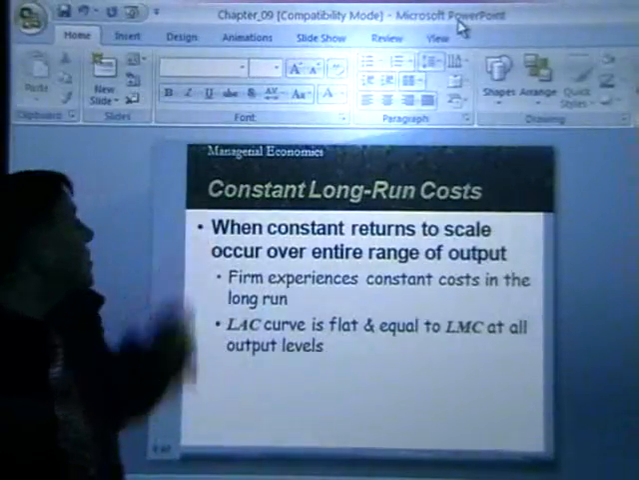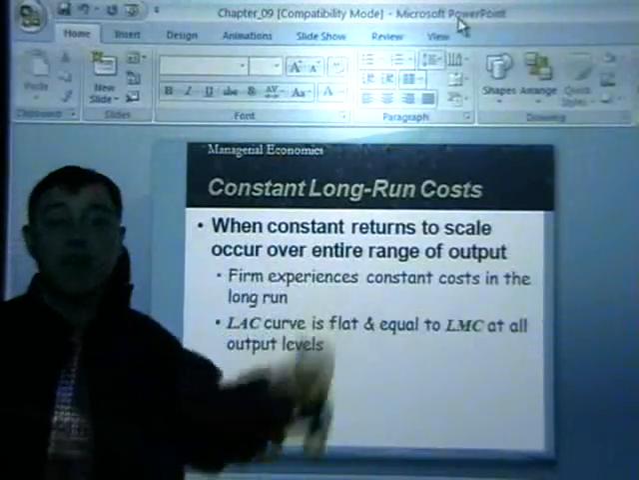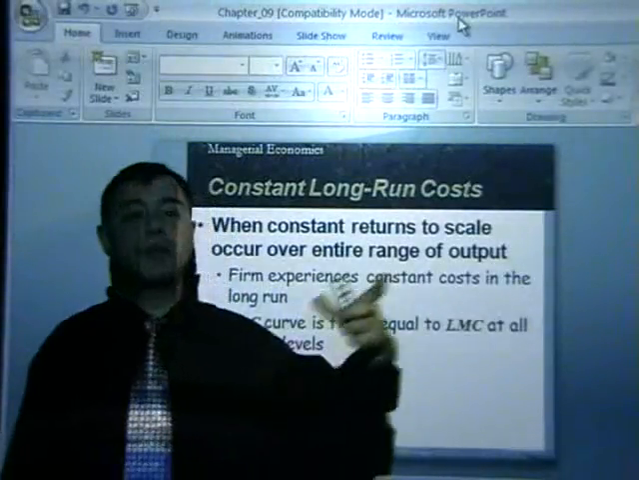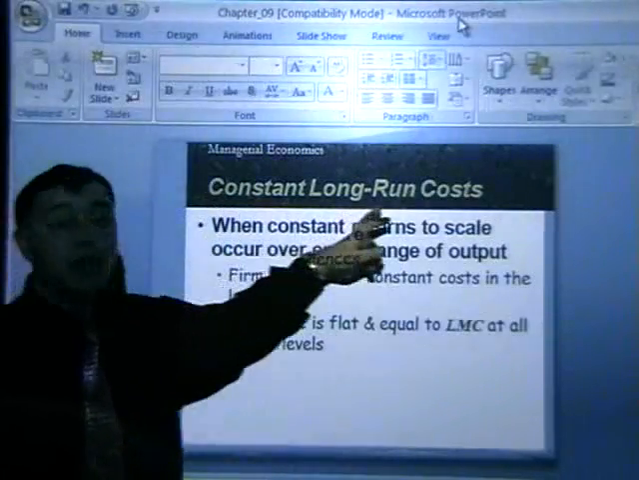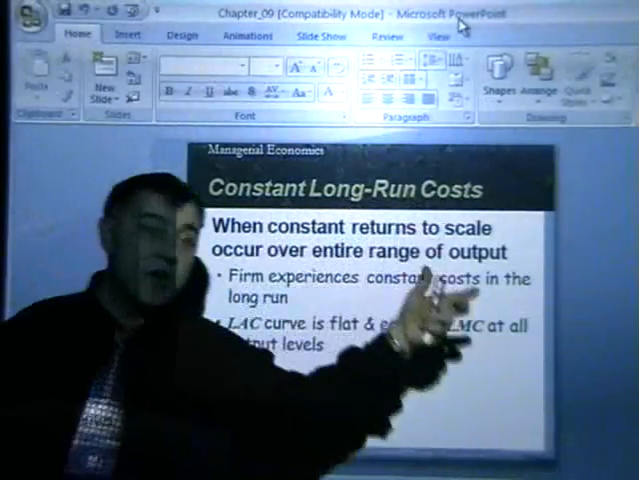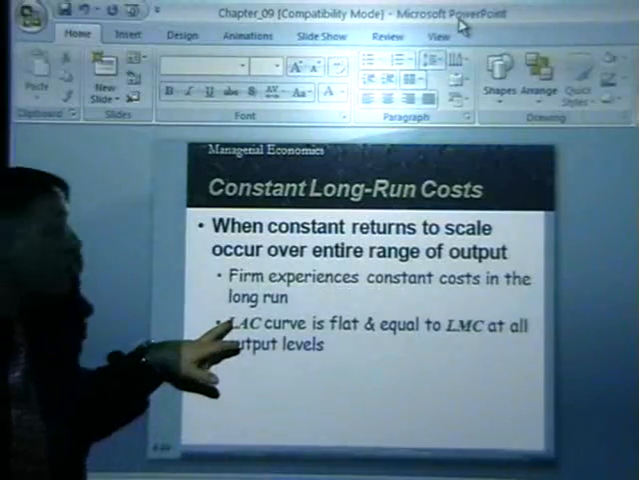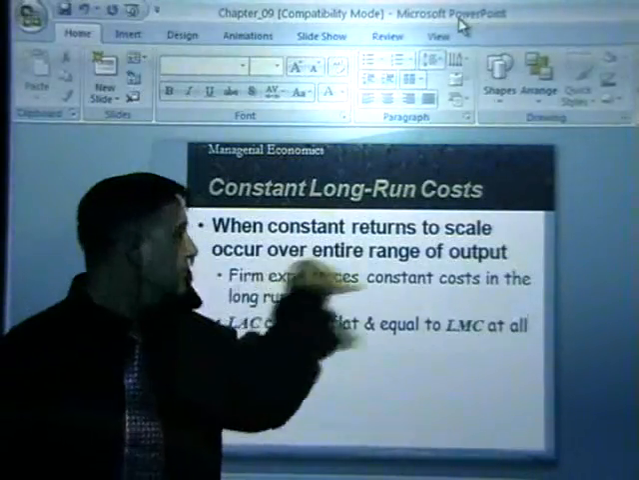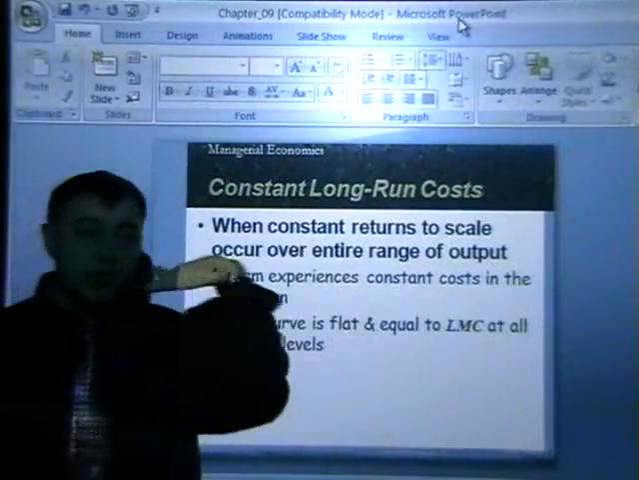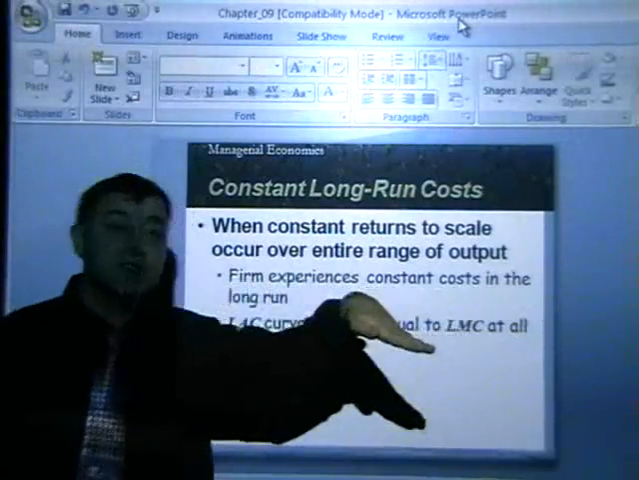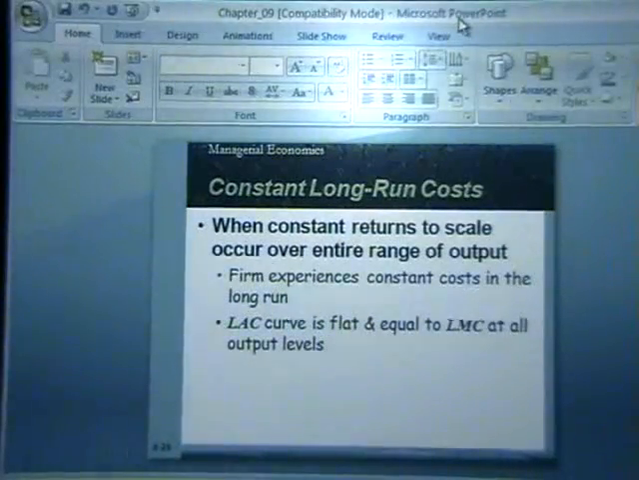Alright, so constant long-run cost occurs when constant returns to scale occur over the entire range of the output. In other words, you double the quantity of inputs, the quantity of output doubles, then you're going to be facing constant long-run cost. It's perfectly logical. Nothing really magic. And the long-run average cost is flat, meaning horizontal, and the long-run marginal cost is also horizontal and coincides with the average cost.